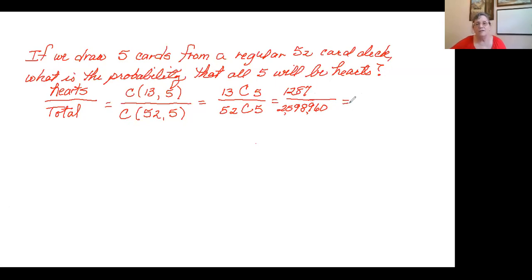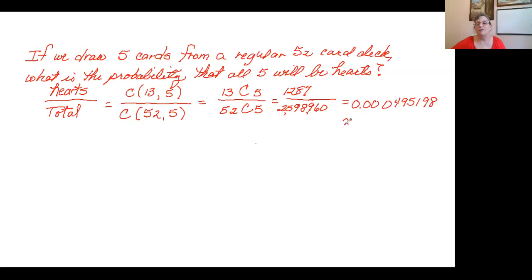And if I divide this out, 1287 divided by 2598960, in decimal form, it's 0.00495198 as far as this calculator goes out.